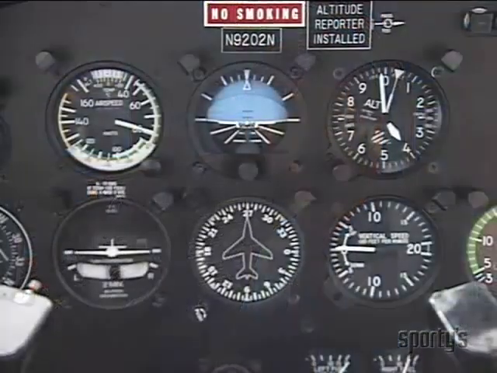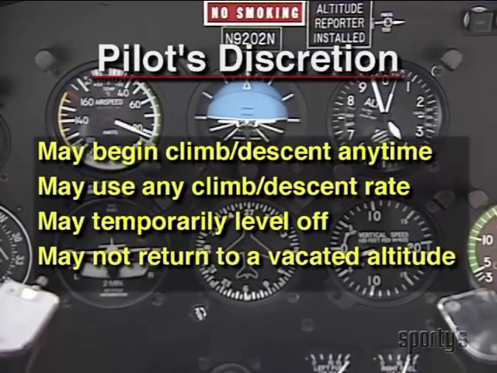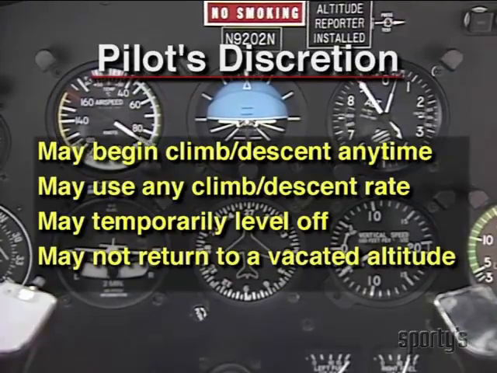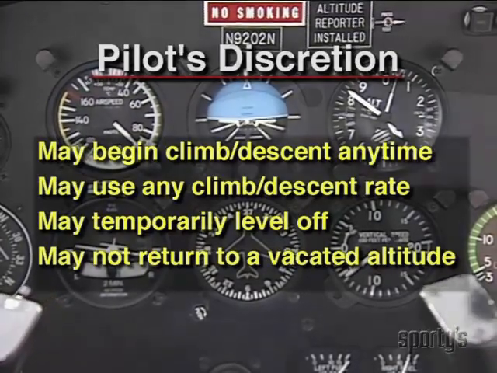Sometimes the term "at pilot's discretion" is included in altitude clearances. This means the pilot has the option to start climb or descent whenever he or she wishes. Climb or descent may be made at any rate, and if desired, the pilot may temporarily level off at an intermediate altitude. However, once an altitude is vacated, the pilot may not return to that altitude.